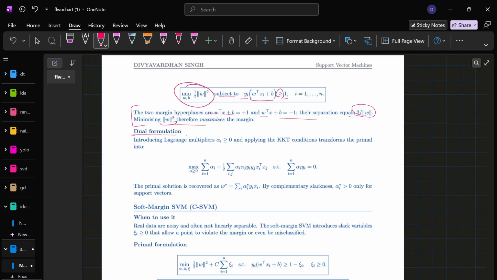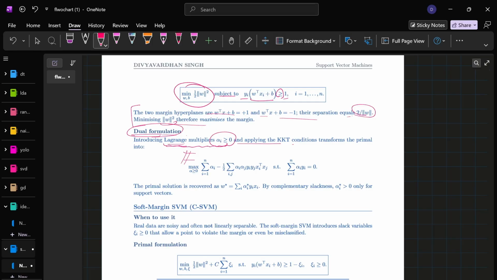Moving forward, we have the dual formulation. To solve SVM efficiently, we convert the optimization problem into another form called the dual formulation. Here we use Lagrange multipliers called the alpha values. One important point is that only support vectors have a non-zero alpha value. That means only support vectors contribute to the final boundary.